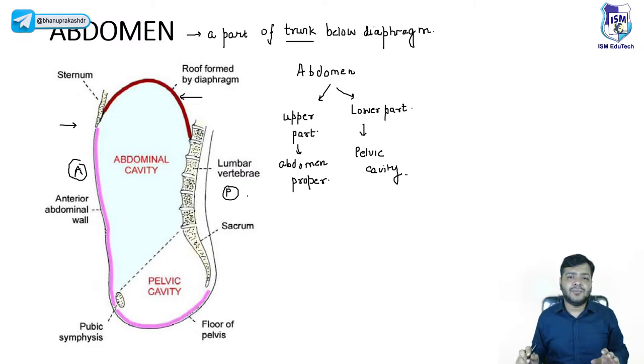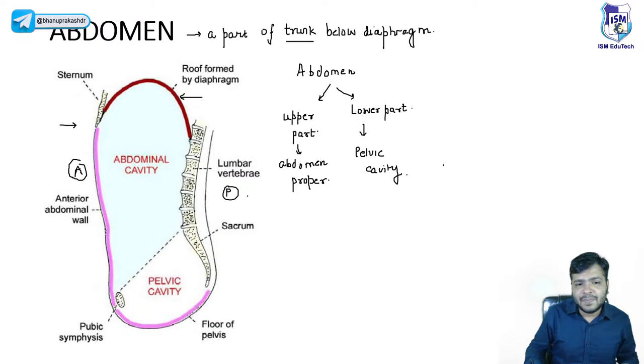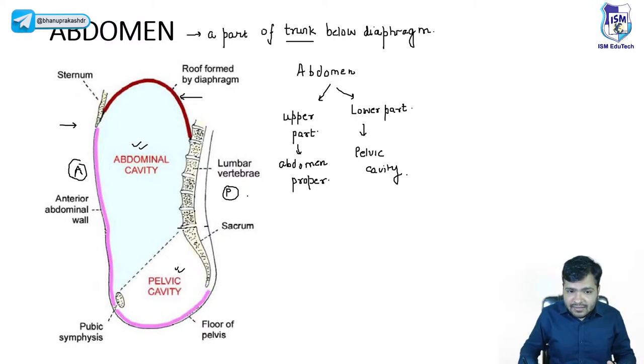Okay, so abdomen, it is divided into the upper part and the lower part, and you can easily see beta, we have the abdominal cavity that is called as the abdominal proper, okay, just below the diaphragm, and below we have the pelvic cavity. And if you can simply see that ki lumbar or sacral vertebra ka jo joint hai, it is a line that is extending from there up till pubic symphysis.